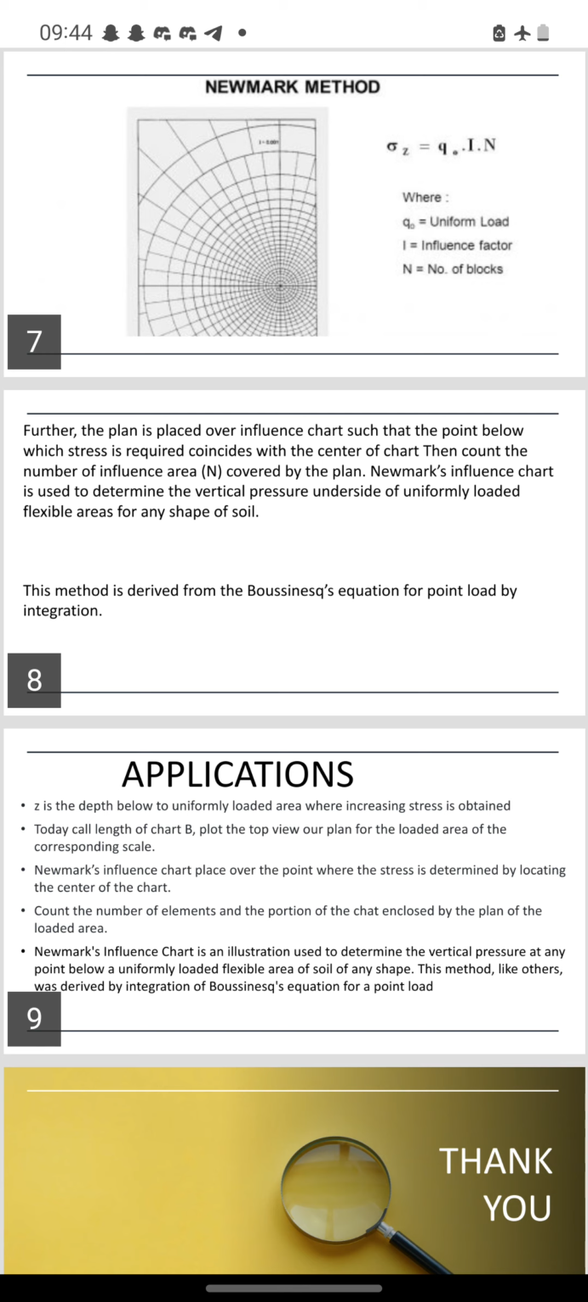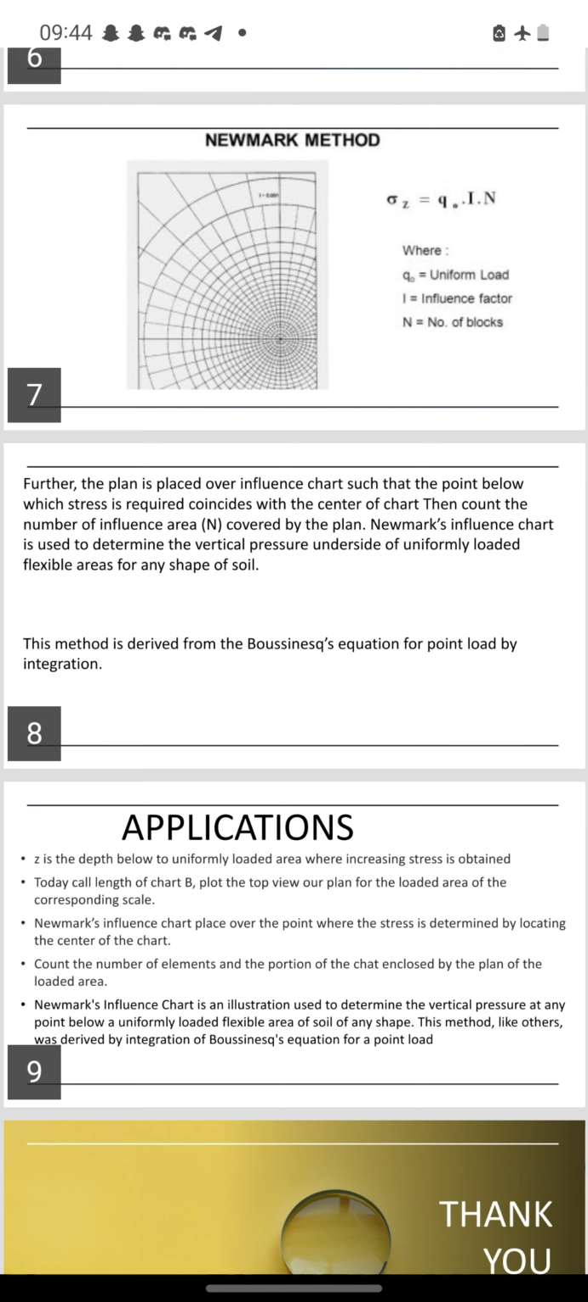And Newmark's influence chart is used to determine the vertical pressure underneath uniformly loaded and flexible areas of any shape of the soil. And this method is derived from the Boussinesq equation of a point load by integration. And its applications.